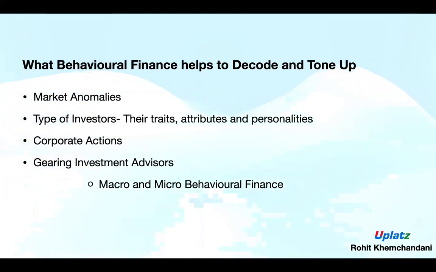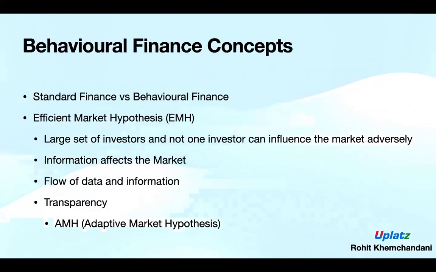So basically, the micro branch is related to individual investors, whereas macro behavioral finance deals with the drawbacks of the efficient market hypothesis. EMH, we'll discuss in detail in the coming slides. EMH is one of the models in conventional finance that helps us understand the trend of the financial market. We are going to discuss this model in the coming slide. Now we'll move on to the behavioral finance concepts.